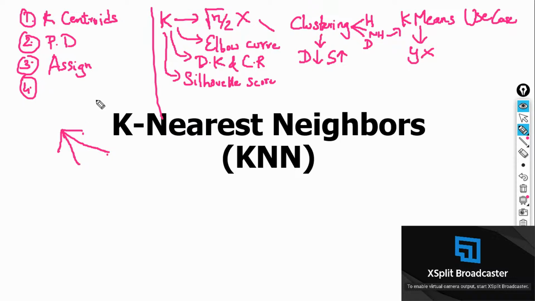Otherwise the algorithm may run into an infinite loop. We are supposed to stop it by fixing the number of iterations upfront. If not, we can also fix a condition for the convergence criteria. So based on this, the algorithm stops. Right. This is the working principle of k-means.